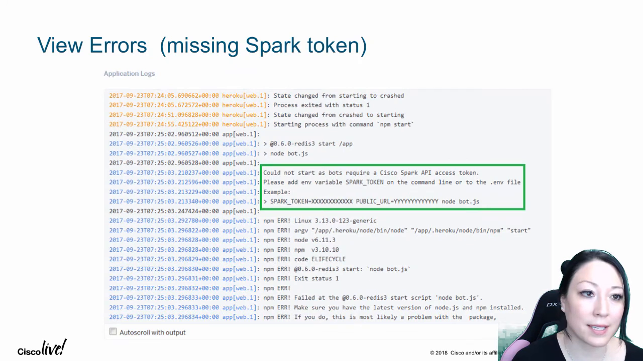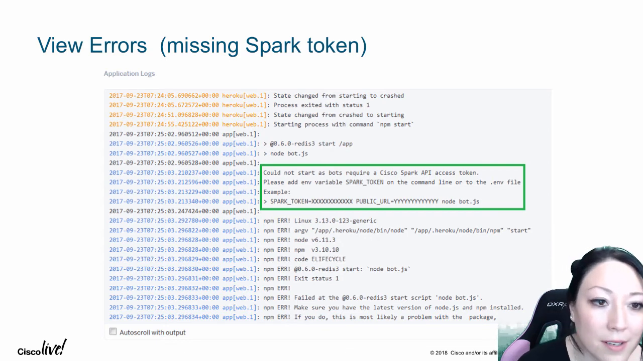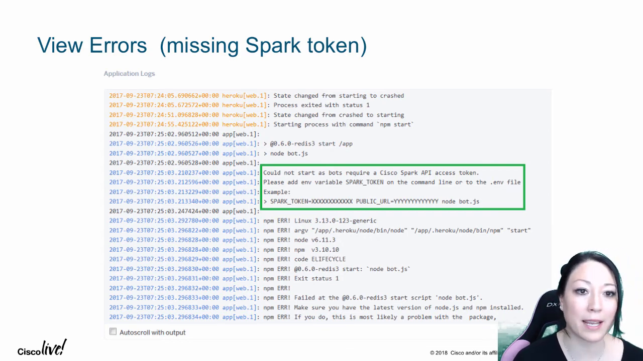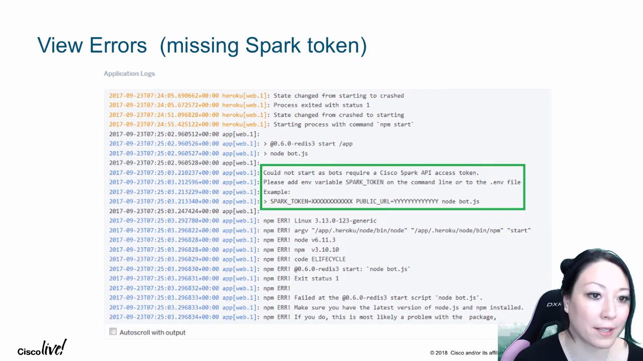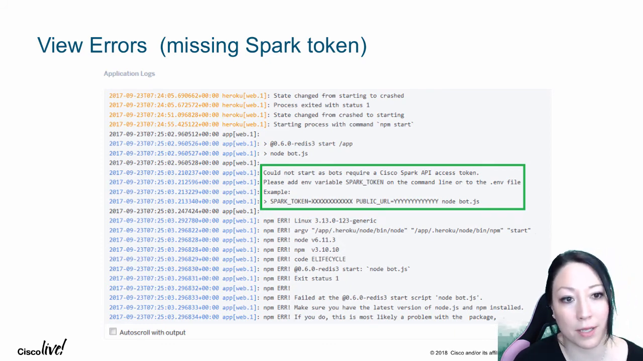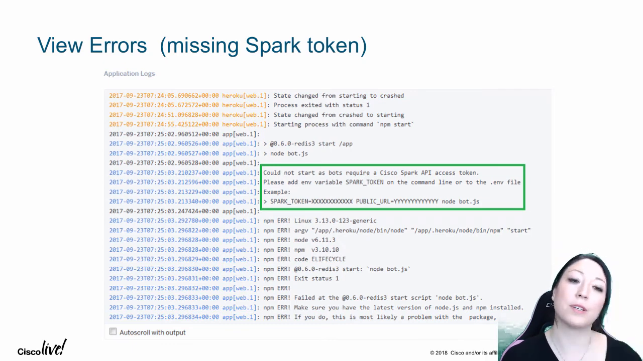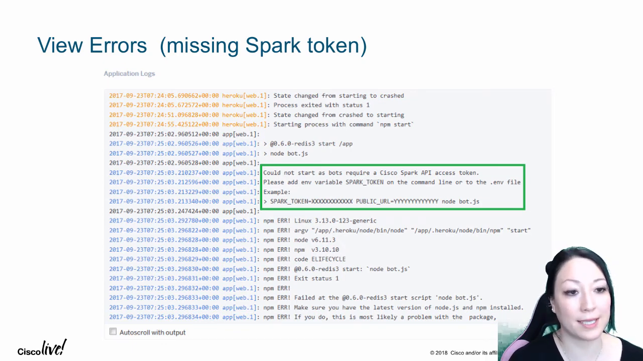So here it says missing Spark token. It says could not start as bots require a Cisco Spark API access token. Please add env variable Spark token on the command line or to the .env file. Example Spark token and public URL. So those are the two variables we're going to need to add.